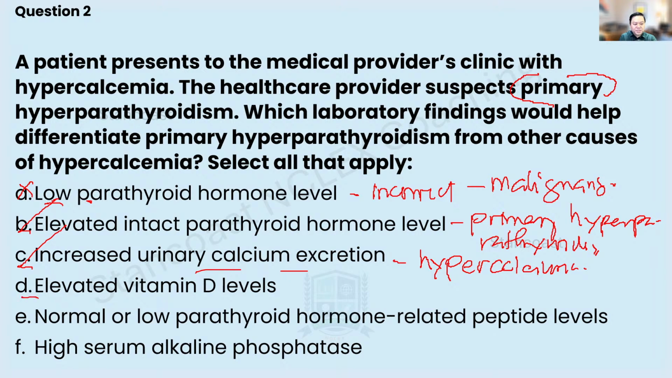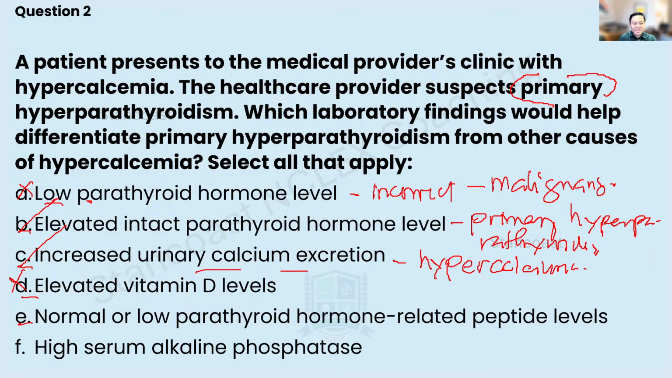What about letter D, elevated vitamin D levels? What does that mean? Well, it is not a correct answer. This is not a typical manifestation in primary hyperparathyroidism. Actually, what's going to happen instead is that elevated vitamin D levels will contribute to secondary hyperparathyroidism, not the primary hyperparathyroidism. So we are eliminating this one.